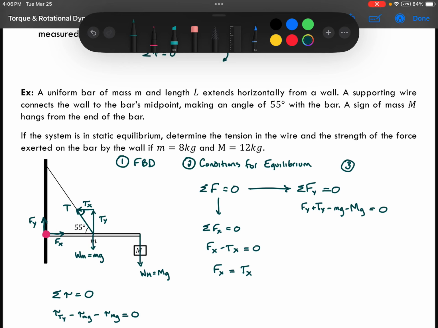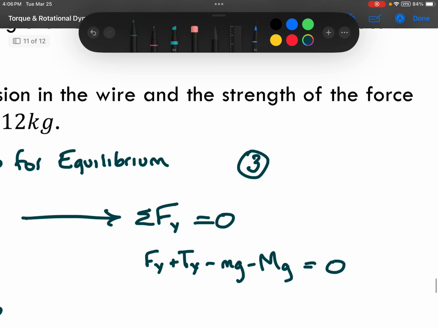The third and final step is to solve. We can use this set of conditions to solve for any of our unknown variables. So the third step, we want to actually solve our problem.